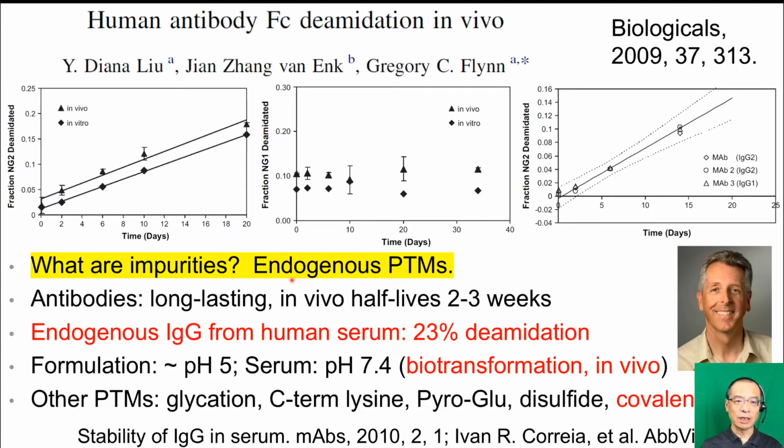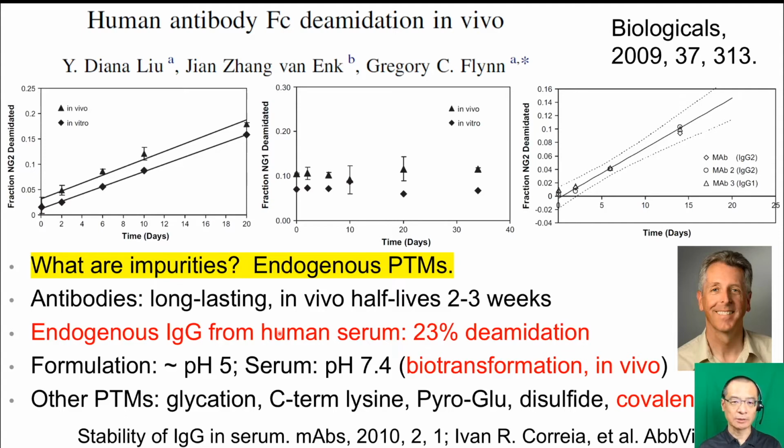A couple of things to note here. Antibodies are long-lasting drugs. The half-life in vivo is typically around 2 to 3 weeks. So what Greg found out is that he can mimic the various events in vitro and in vivo, and they are similar in parallel. So the in vivo data can be matched to the in vitro data. He also found that for IgG recovered from human serum, about 23% of these endogenous antibodies are deamidated. So again, this is a question: what is an impurity?